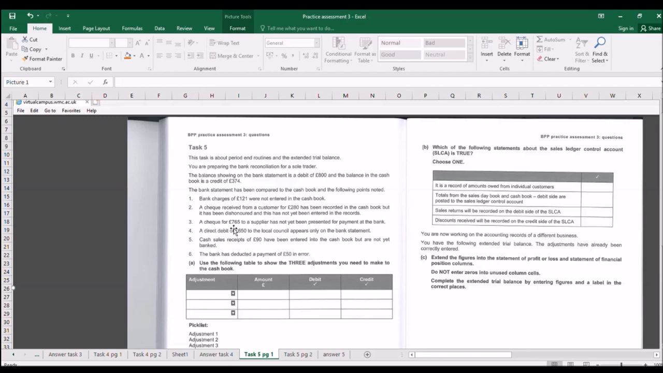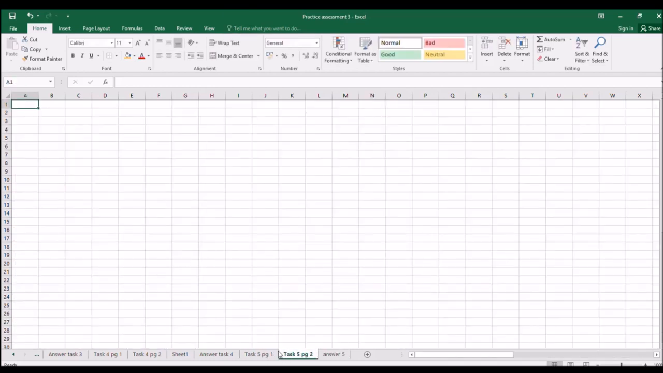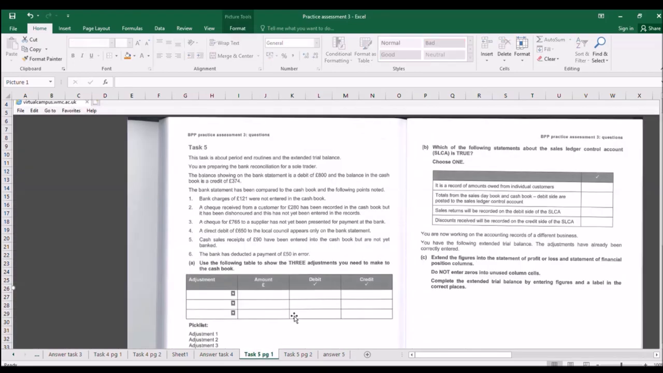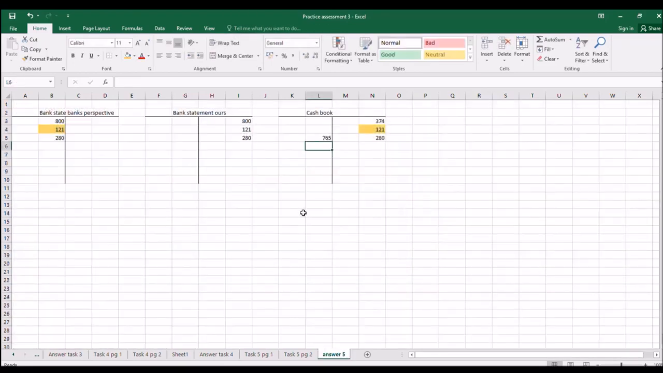Right, a check for 675 from a supplier has not yet been presented as payment from the bank. So let's go back here. 675 from the supplier. Is it from a supplier? Or to a supplier? To a supplier. Sorry, delete that one. 675 to a supplier is not yet in the bank statement. That is going to be in our unpresented checks in the bank reconciliation. So we're going to minus 765. Okay.